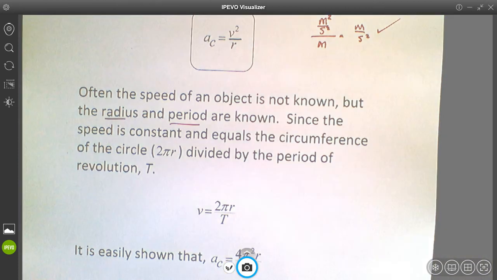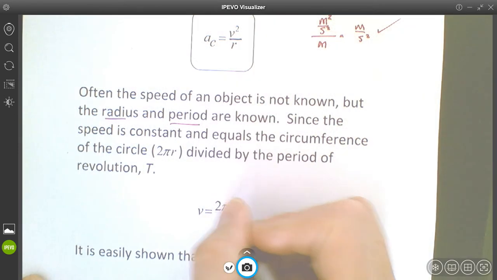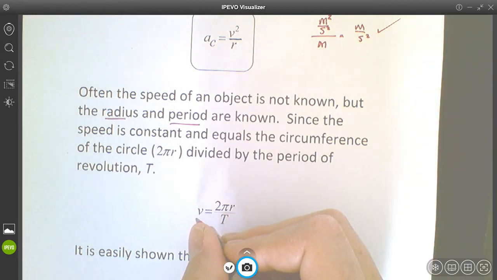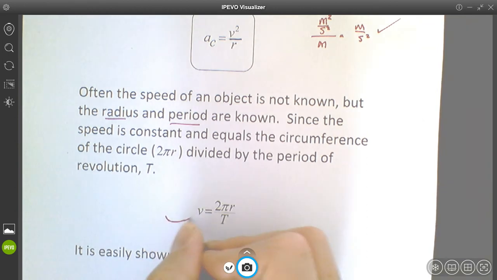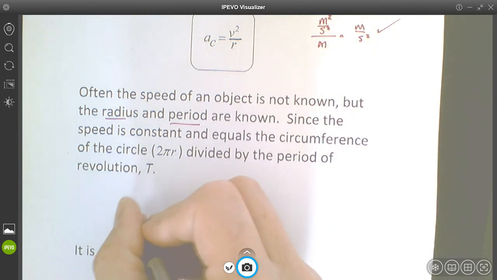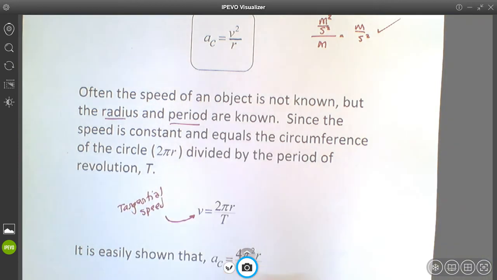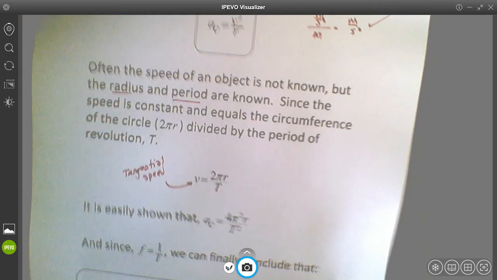So if I said, hey, how fast are you driving around a circle? How fast did you run in a circle? Or how fast did the Earth orbit the sun in a circle? You say, well, how far did it travel? Well, it traveled 2 pi r distance, which is the circumference. How long did it take? It took 365 days, or it took 25 minutes, or whatever the case may be. It took time. So the tangential speed is 2 pi r over the period T.